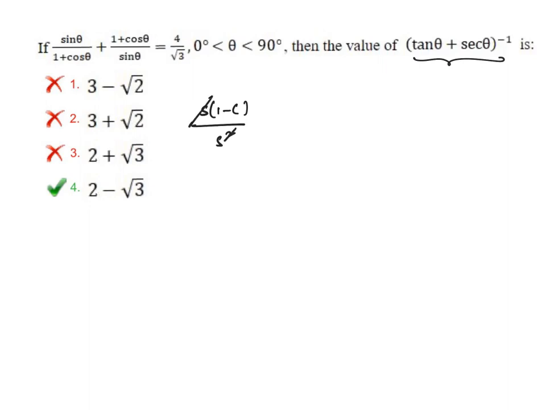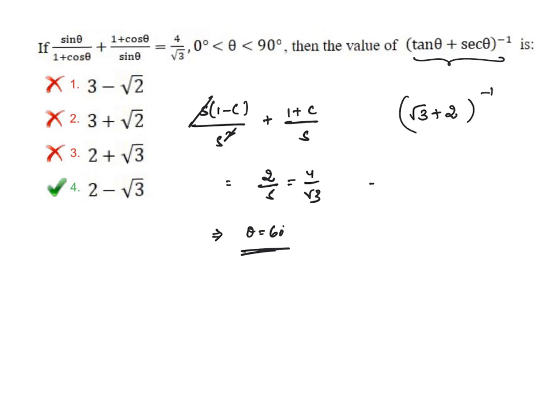Therefore, it is (1 minus cos)/sin plus (1 plus cos)/sin. Overall becomes 2/sin is equal to 4/root 3. Therefore, sin is equal to root 3/2. That's theta equal to 60 degrees. If theta is 60, tan 60 is root 3. Secant is 2 to the power of minus 1. So, he is asking you 1/(2 plus root 3). Rationalize it. It becomes 2 minus root 3. Answer is 2 minus root 3.